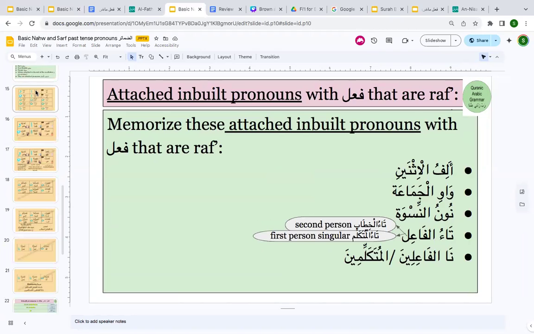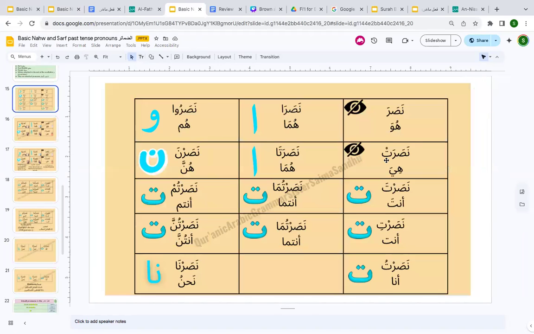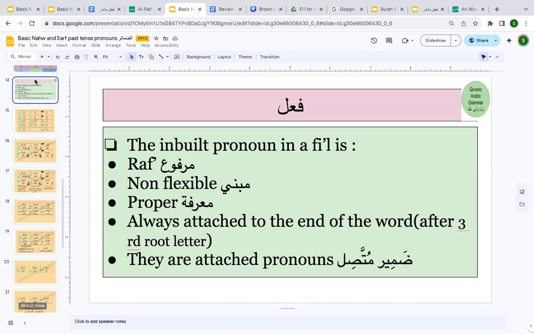There are only two af'al in the entire table where the pronoun is hidden. Very well done, Musarat. It is Sigha 1 and 4, which is huwa and hiya. If you count from 1, 2, 3, 4, so from 1 and 4, which is Nasara and Nasarat, Huwa and Hiya Nasarat, these are the only two with the pronoun hidden. Is anyone ready today to recite that entire table?